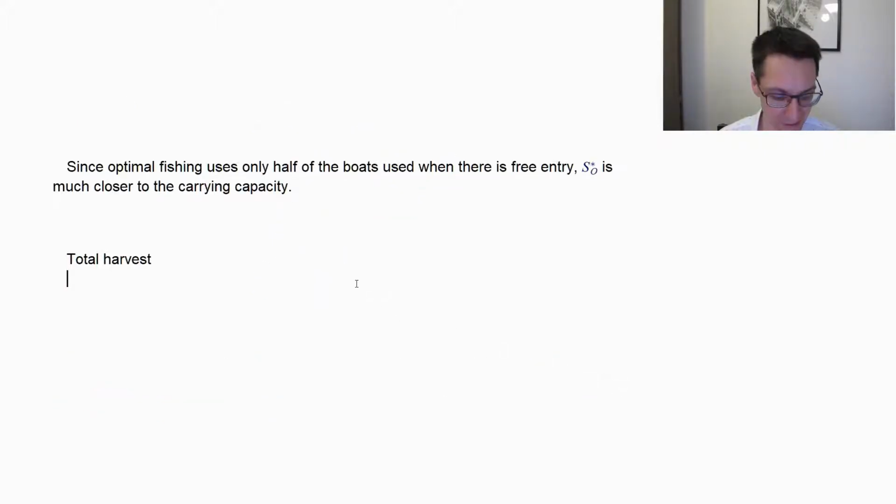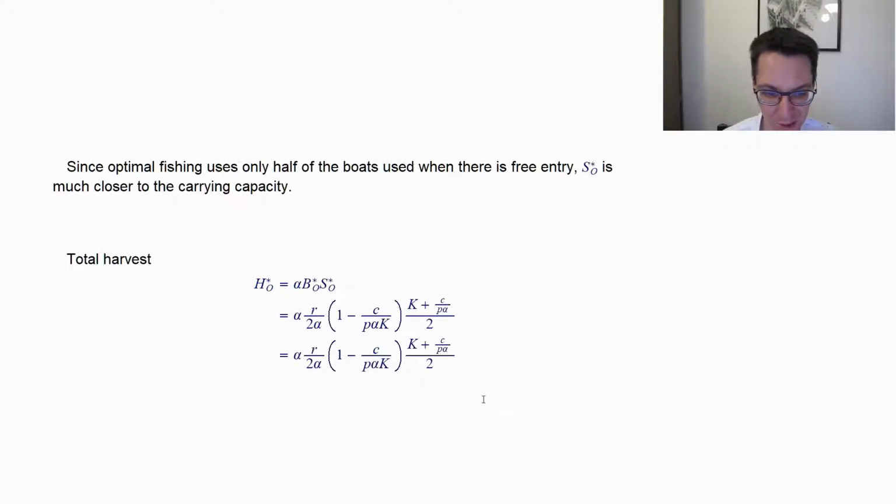Now let's compute total harvest. Total harvest is going to be H star O. And this is, as we remember, the fishing efficiency that multiplies the number of boats that multiplies the stock of fish. So let's substitute all these values. For the optimal quantity of boats, we have this, and for the optimal stock of fish, we have that. Now it's just a whole lot of fun doing algebra.